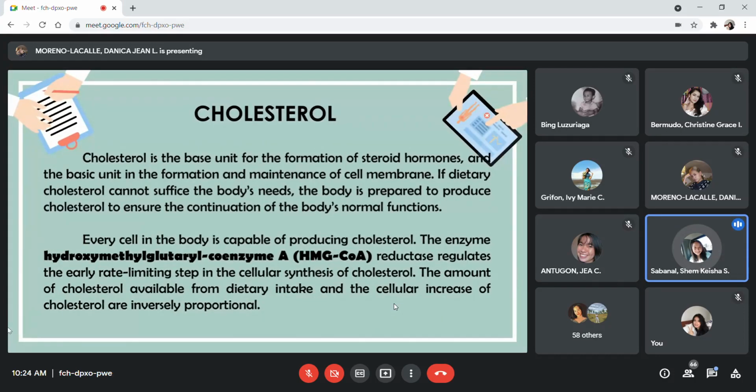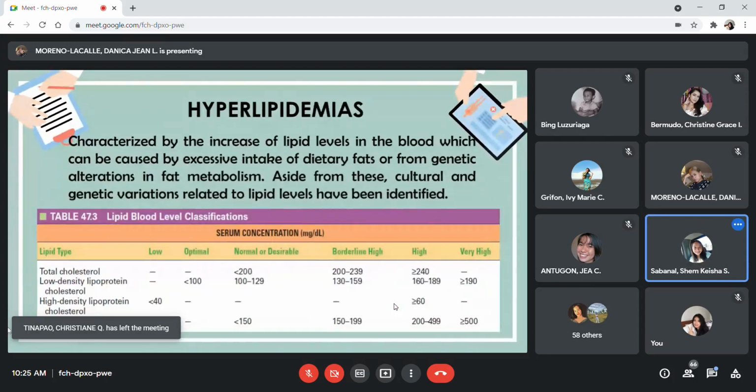So what is the relationship of our dietary intake to the cellular synthesis of cholesterol? Of course, it is inversely proportional. Kung gamay ang atong dietary intake, dili kaigo nga mo support sa atong normal body functions, then mas daghan ang ato ang cellular synthesis of cholesterol. Also, if daghan na ang ato ang dietary intake that is enough to suffice the needs of our body, then mogamay na pod ang atong cellular synthesis of cholesterol. So that is all for cholesterol. Now let us move on to the next slide.